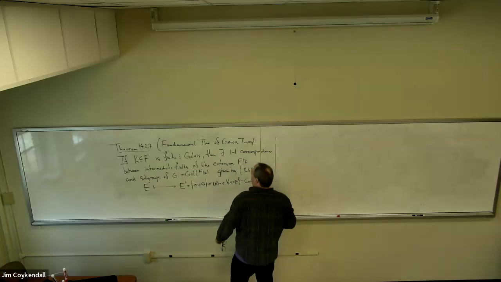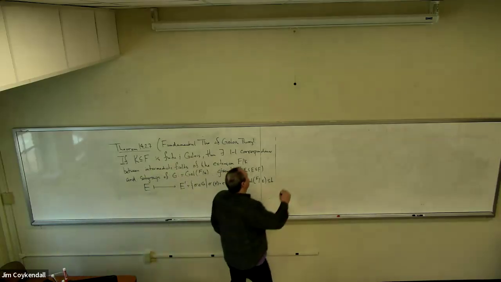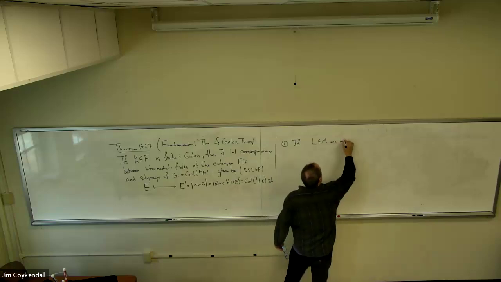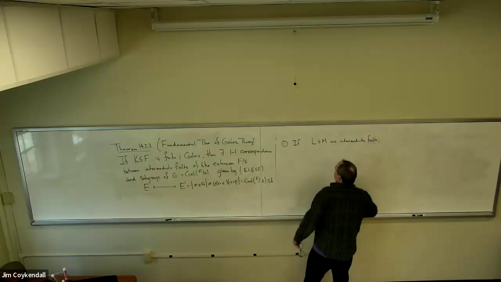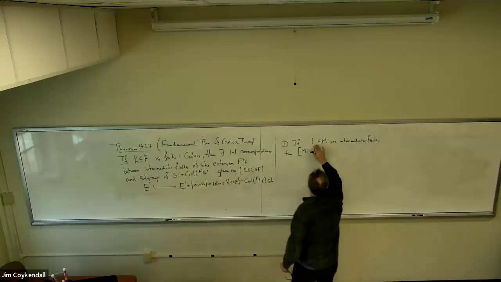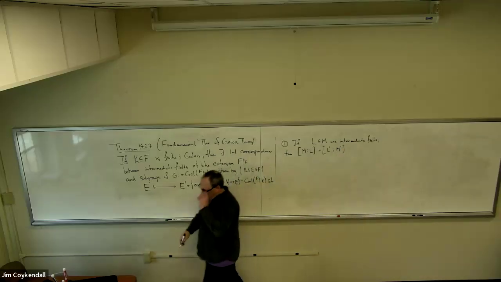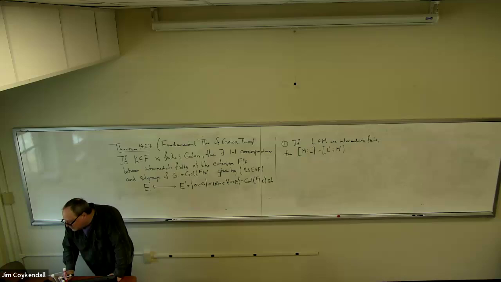I've got a couple of properties that hold. Number one, if L inside M are intermediate fields, then the degree of M over L, so if you measure how big M is as an extension field of L, is exactly equal to the index of M prime in L prime.